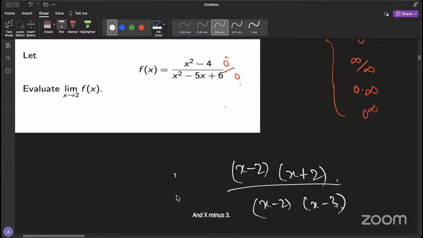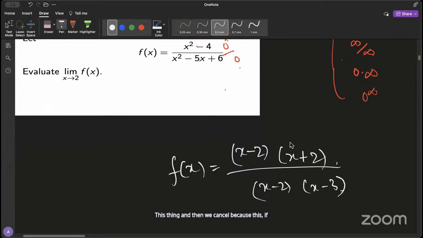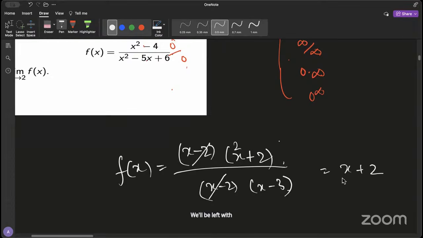So this you can write as this thing. And then we cancel, because if you put 2 here, we don't have a problem here; we'll get 4. But the problem starts here. When you put 2 here, you get a 0 here. This factor is the one that's creating trouble. Similarly, this factor here is creating trouble. So these two, if we cancel, we'll be left with (x plus 2) by (x minus 3).